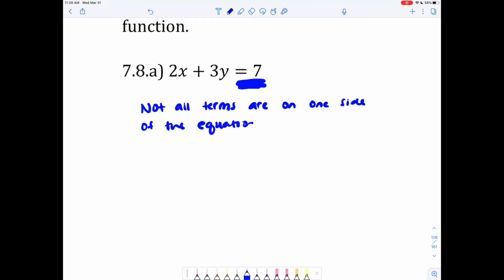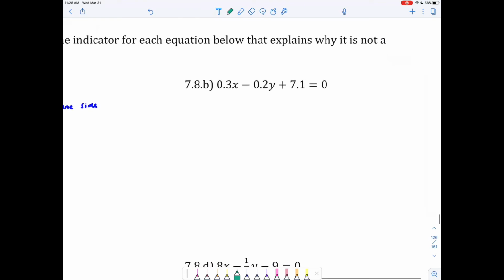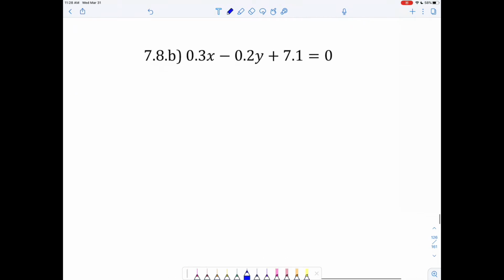If we did want to make this into general form, we'd move that 7 over and we'd go 2x plus 3y minus 7 is equal to 0. And that would be much more beautiful. Let's take a look at B. Well, we've got everything on that one side, and we have equal 0.